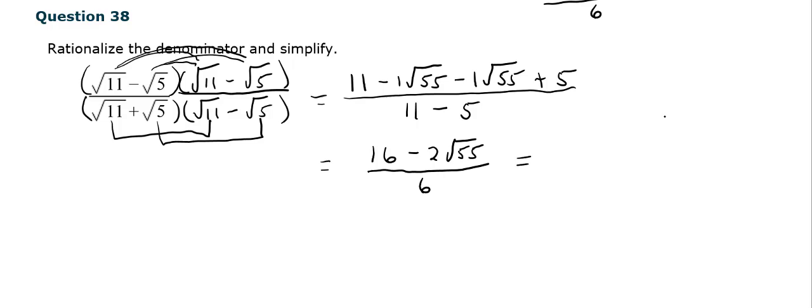Now my last step is to see if a factor divides evenly into 16, 2, and 6, and 2 does. So I divide 2 out of each. So 16 divided by 2 is 8, 2 divided by 2 is 1, and 6 divided by 2 is 3. So my final answer is 8 minus 1 square root of 55. I don't need to show the coefficient 1, all over 3.